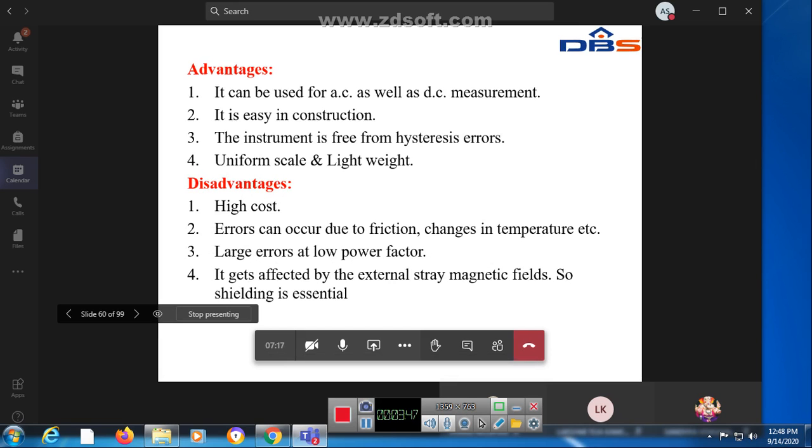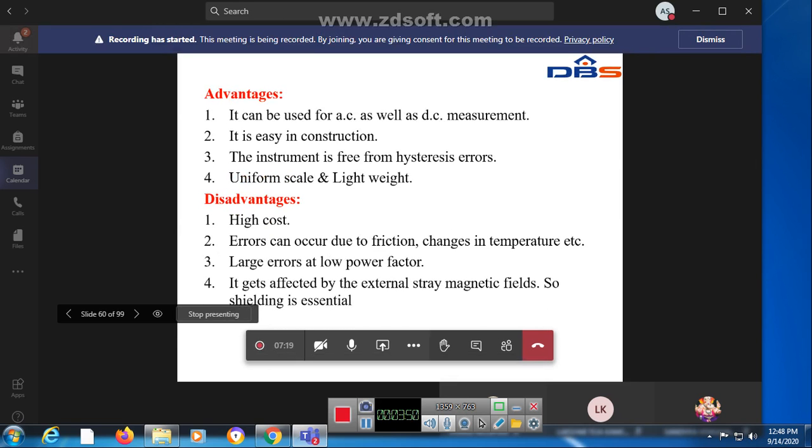Coming to the disadvantages, the cost is very high. Errors can occur due to friction, changes in temperature, etc. There are also large errors at low power factor.